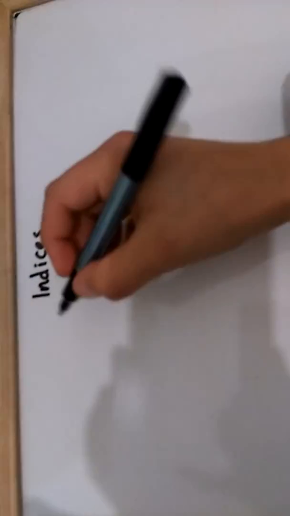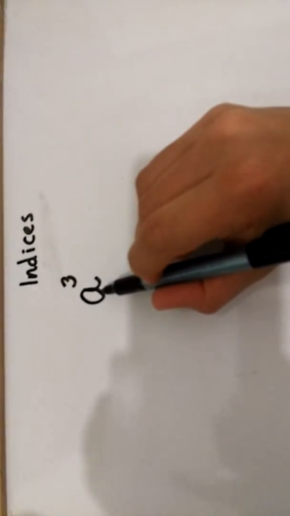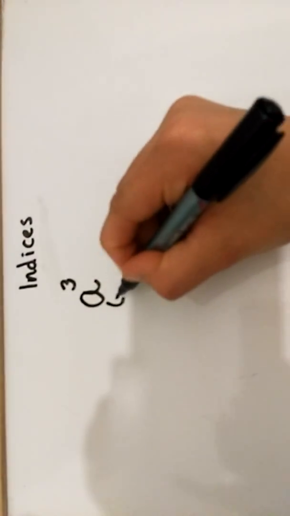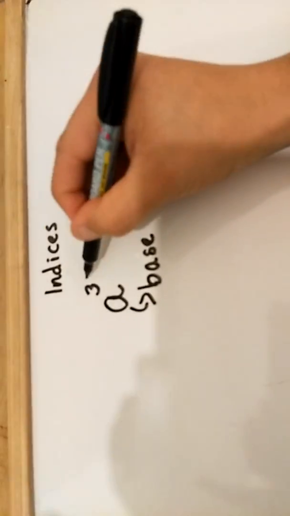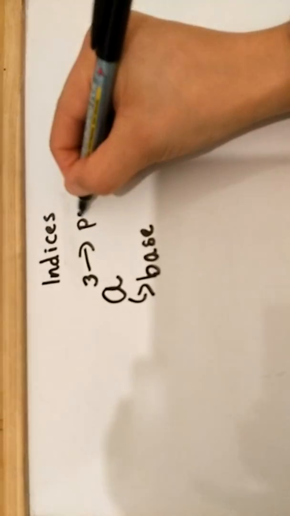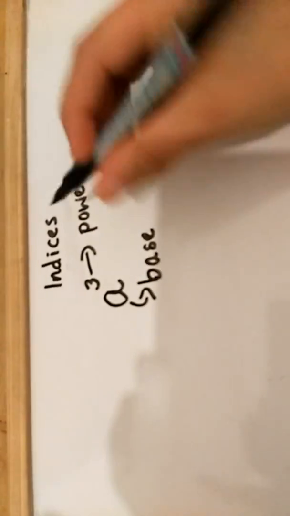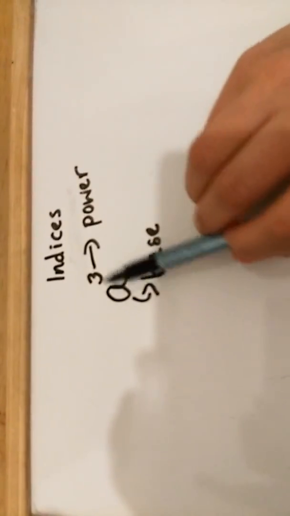Hi there, this video is about indices. When we're talking about indices, what we mean is a to the power of 3. Now a is the number and it's called the base. The 3 is called a power. We can also say that is a cubed.